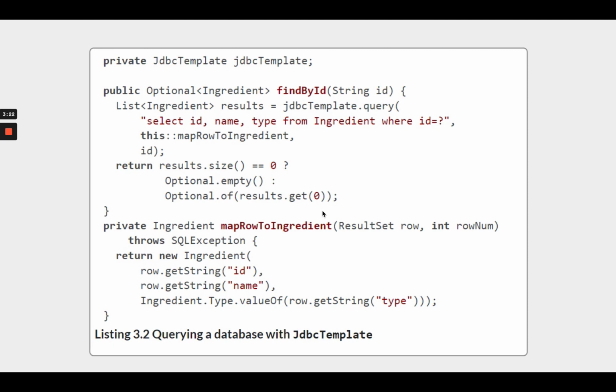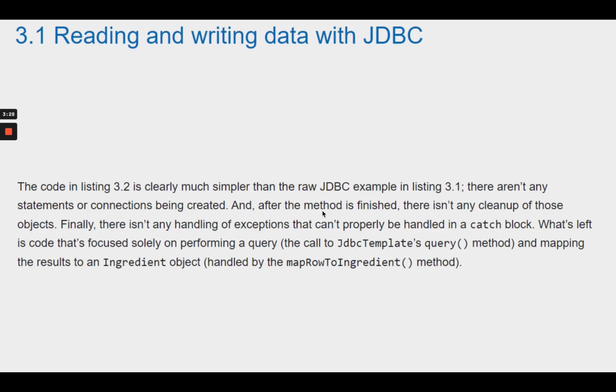In contrast, consider the following method that uses Spring's JdbcTemplate. The code in Listing 3.2 is clearly much simpler than the raw JDBC example in Listing 3.1. There aren't any statements or connections being created. And after the method is finished, there isn't any cleanup of those objects. Finally, there isn't any handling of exceptions that can't properly be handled in a catch block.